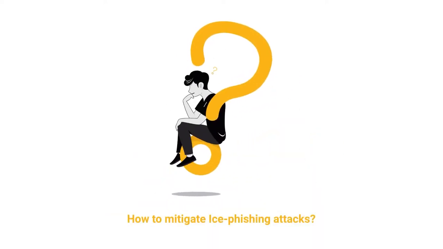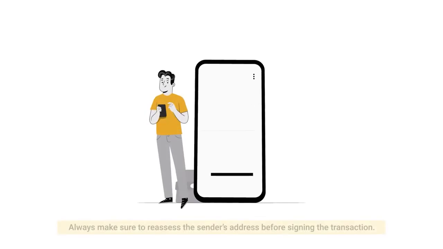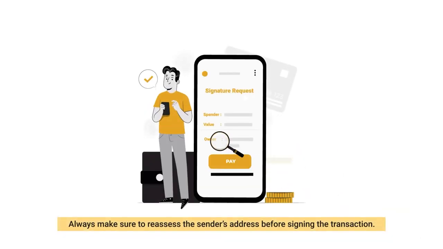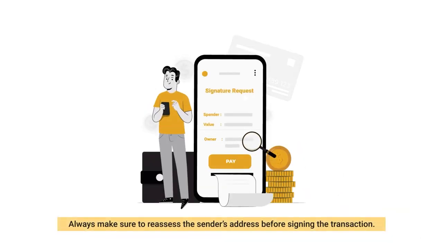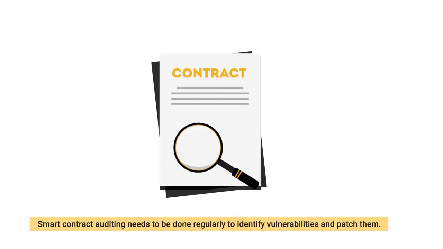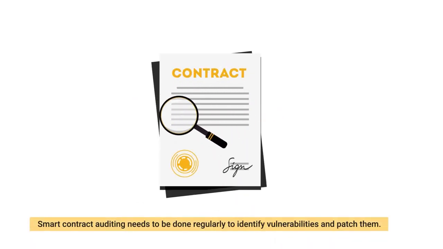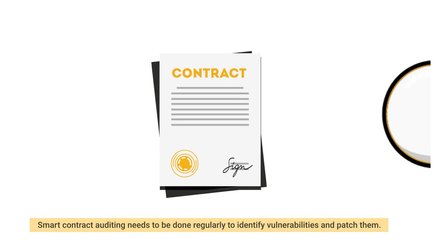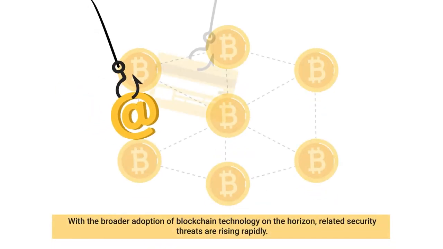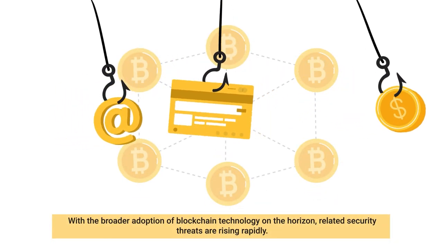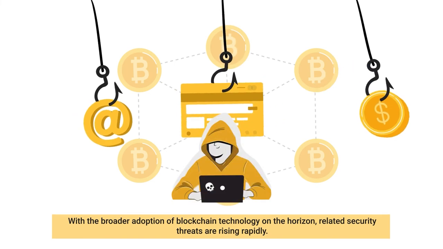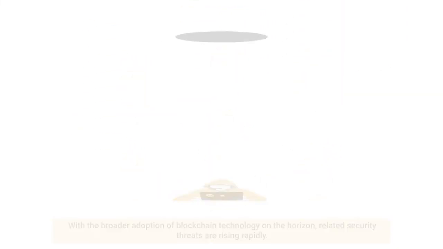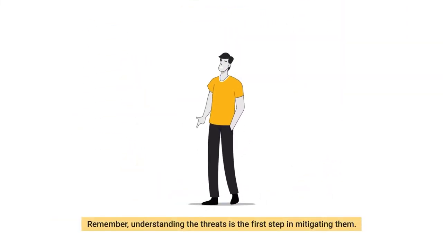How to mitigate ice-phishing attacks? Always make sure to reassess the sender's address before signing the transaction. Smart contract auditing needs to be done regularly to identify vulnerabilities and patch them. With the broader adoption of blockchain technology on the horizon, related security threats are rising rapidly. Remember, understanding the threats is the first step in mitigating them.